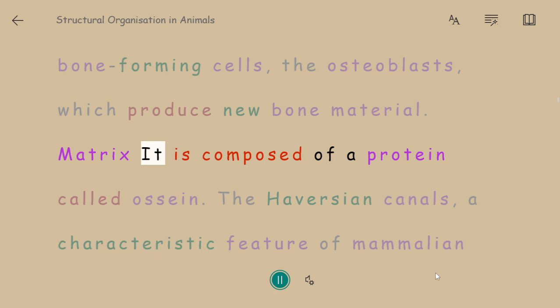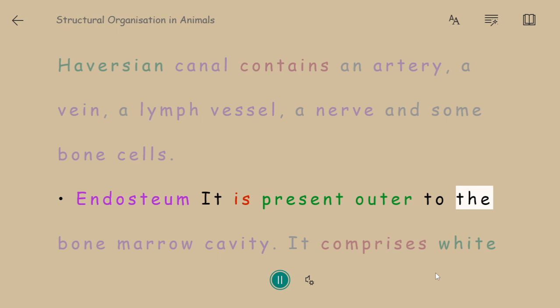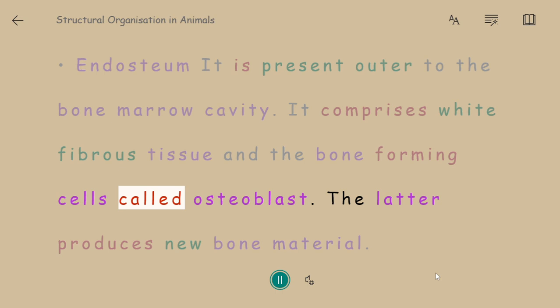Matrix. It is composed of a protein called ossein. The haversian canals, a characteristic feature of mammalian bones, are present in the matrix. Each haversian canal contains an artery, a vein, a lymph vessel, a nerve and some bone cells. Endosteum. It is present outer to the bone marrow cavity. It comprises white fibrous tissue and the bone-forming cells called osteoblasts. The latter produce new bone material.